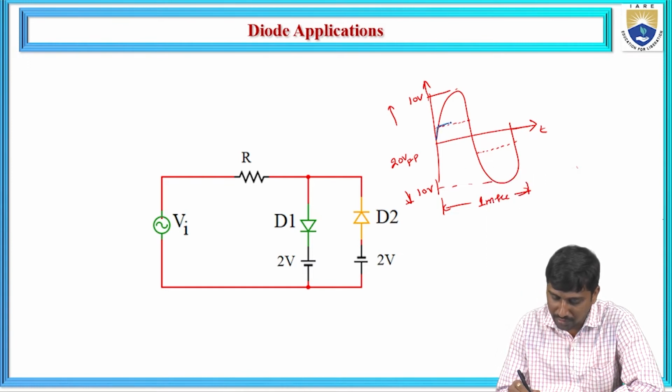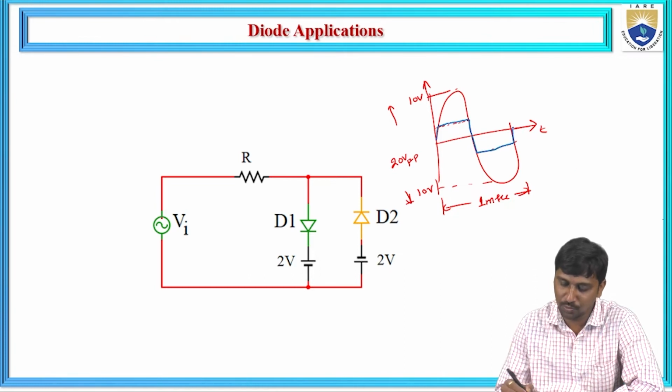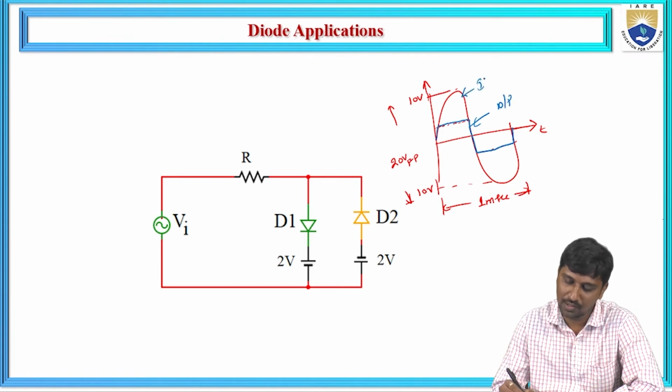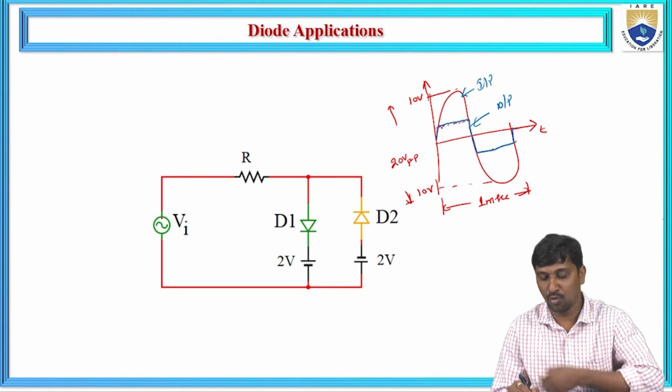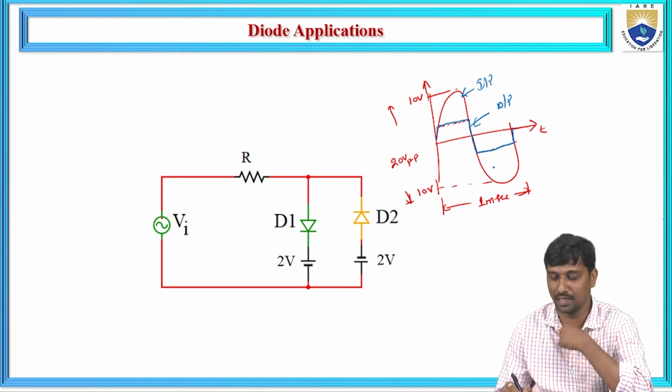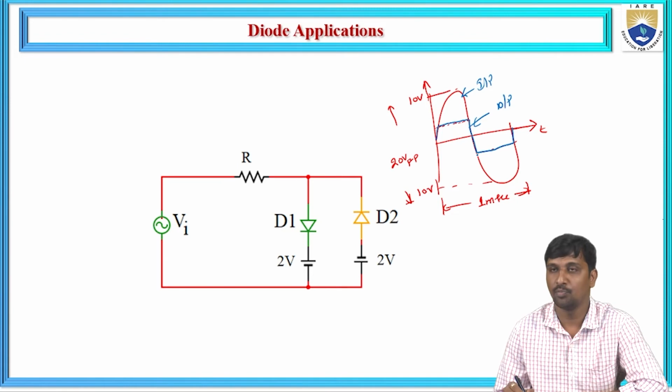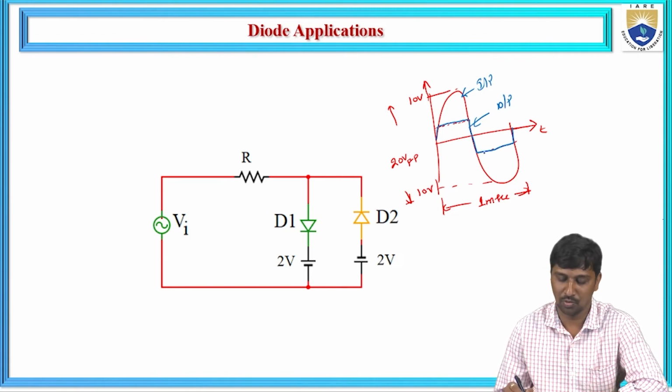So we need to show like this. This is the expected output. This blue color line indicates the given output, and this is your input signal. So hence we need to attenuate above this 2 volt signal, and here we need to attenuate below this, from below this minus 2 volt signal.